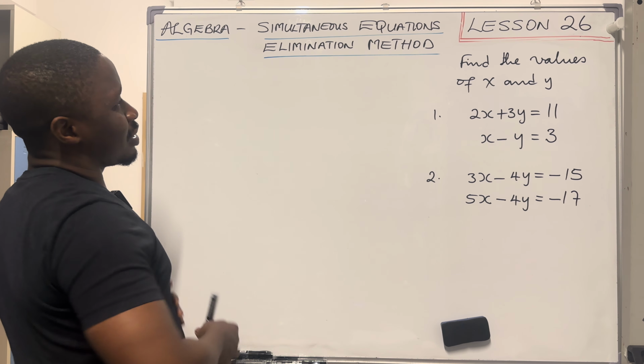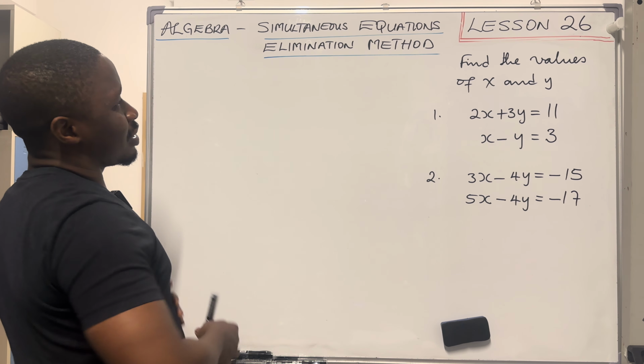When we talk about simultaneous equations, the word simultaneous is to do with two or more things at a time. So solving two or more equations at a time is what we mean by solving the equations simultaneously. The first thing we do is to apply the elimination method.